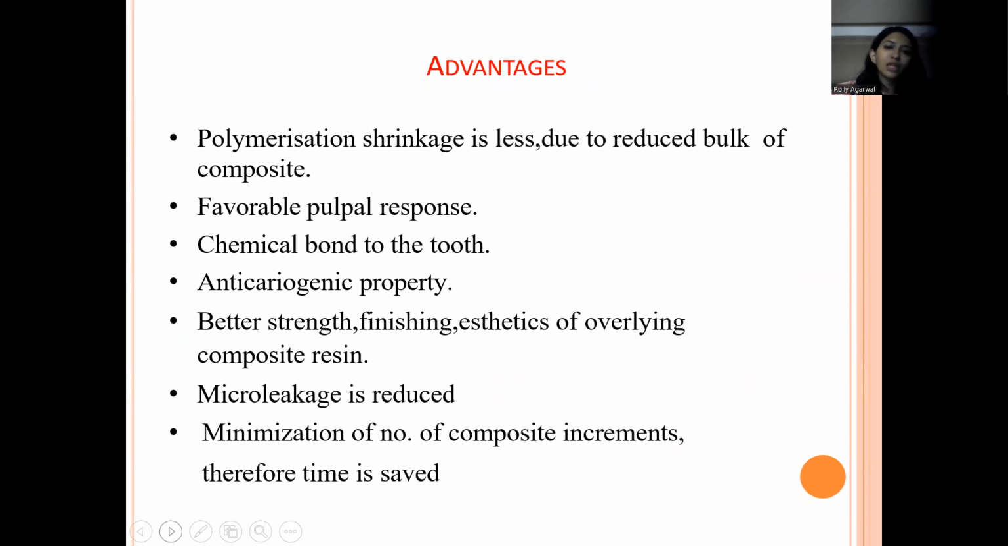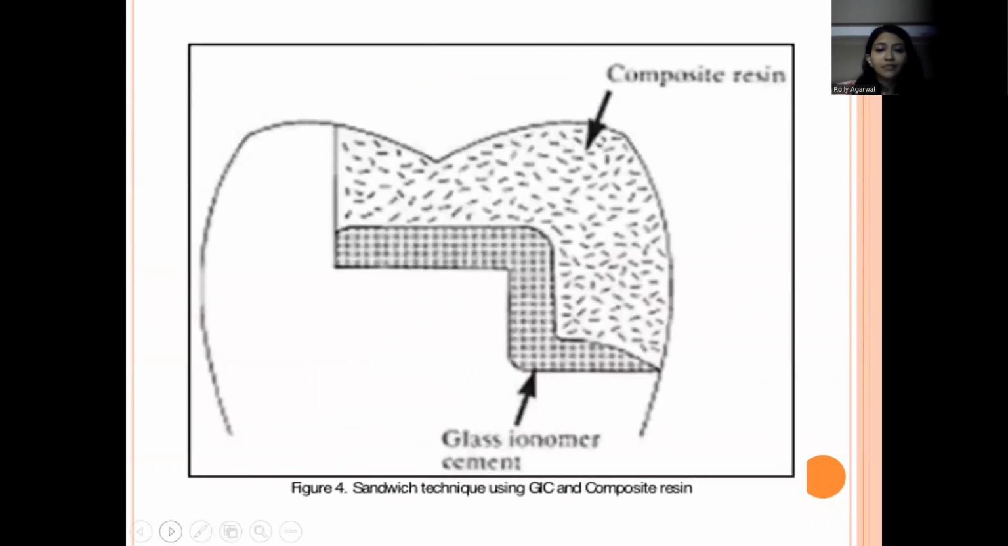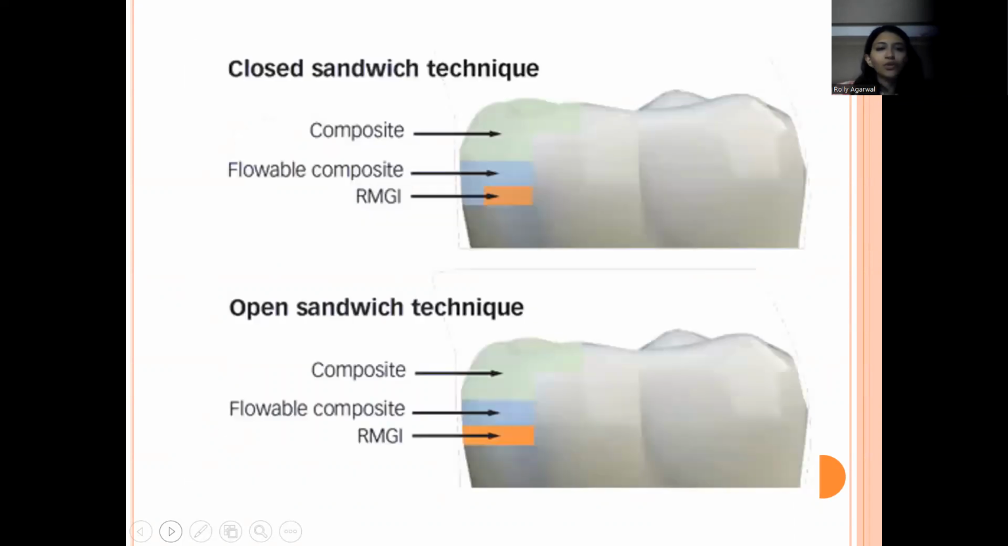Advantages: polymerization shrinkage is less due to reduced bulk of the composite, favorable pulpal response, chemical bond with the tooth, anticariogenic property, better strength, finishing, and aesthetics of the overlying composite resin. Microleakage is reduced, and the number of composite increments is minimized, therefore time is saved. So this is a closed sandwich technique where the glass ionomer cement is not exposed to the oral environment.